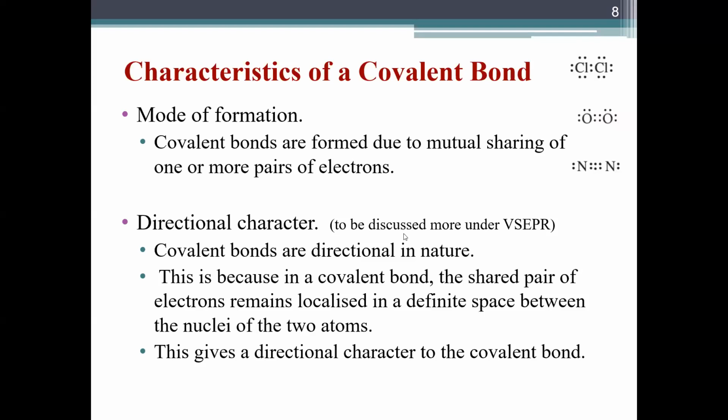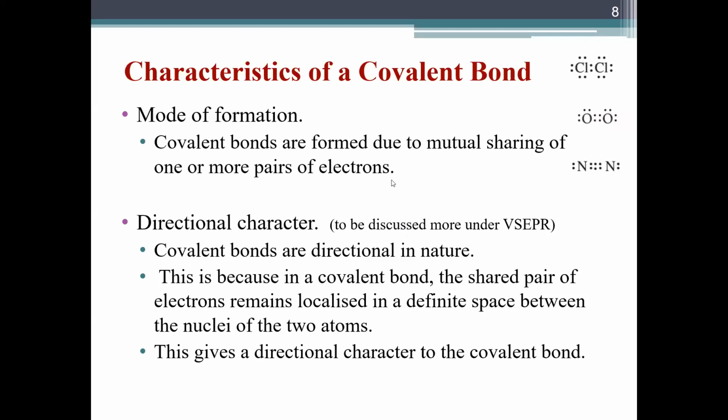Covalent bonds are directional in nature. Remember we said for ionic bonds, they are non-directional, but covalent bonds are directional in nature. And the reason is that the electrons that are shared are localized in a particular space between the nuclei of 2 atoms. So for example, the bonds that are going to be shared there are these 2 electron pairs, not this one. So they are directional. That is what we mean by the directionality of this.